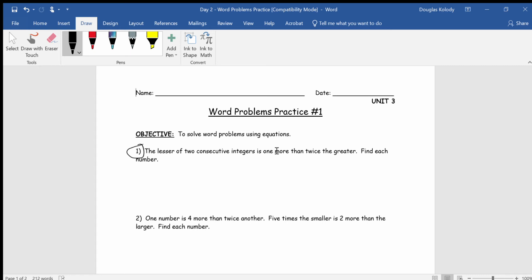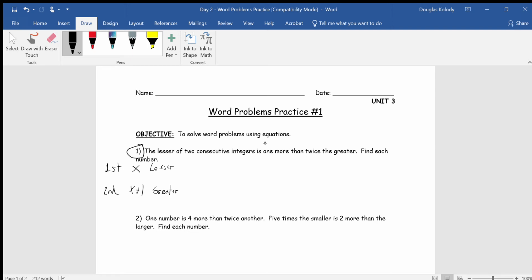The lesser of two consecutive integers is one more than twice the greater. Find the number. Let's start off with two consecutive integers. So I'm going to make my first, and I'm going to make my second. And the first one can always be x, just consecutive integers, so x plus 1. And it says the lesser of the two. So I'm going to say that this is the lesser, and this is the greater.